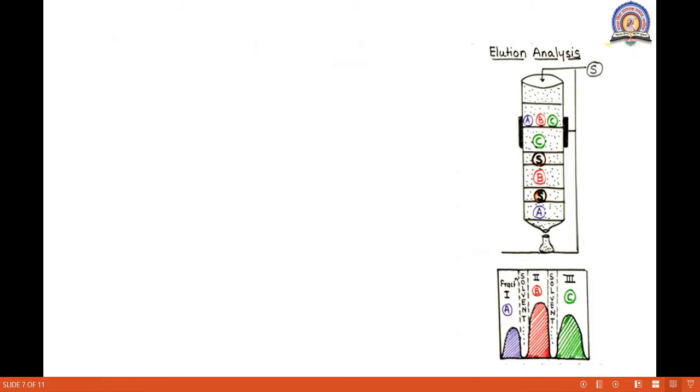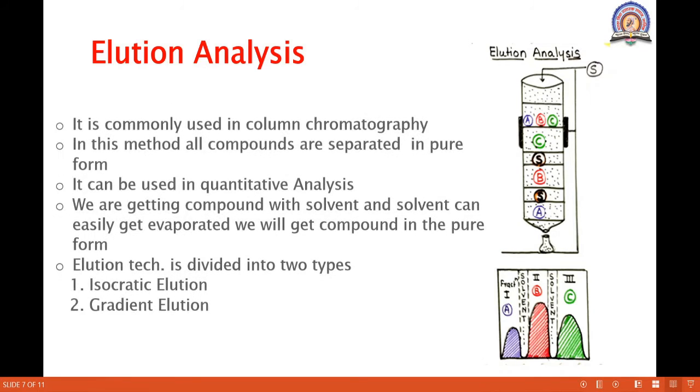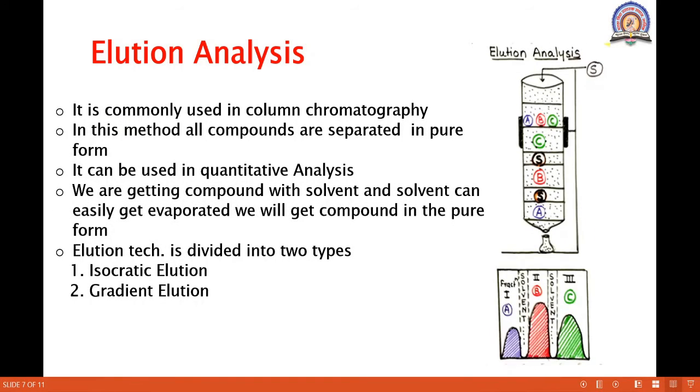Okay, student? Then we see the third analysis. The name of that analysis is elution analysis. This elution analysis is most commonly used in column chromatography. Why? Because in this method all compounds are separated in 100% pure form and it can be used in quantitative analysis.